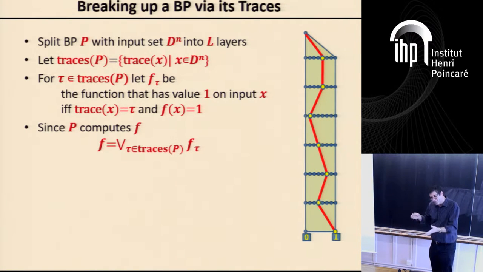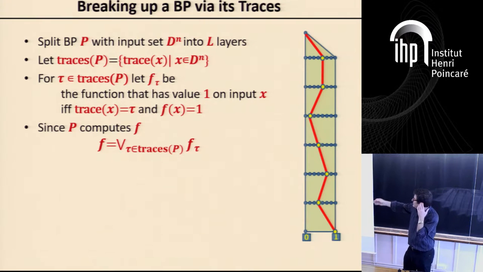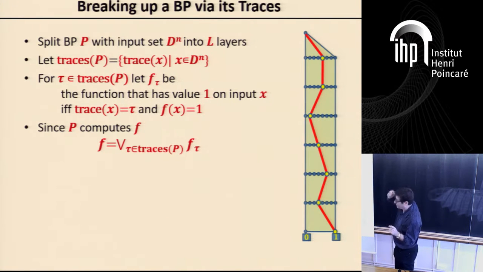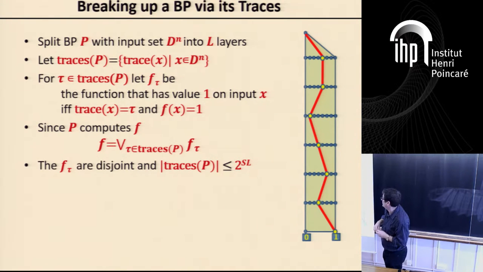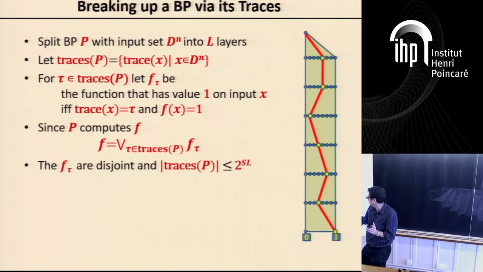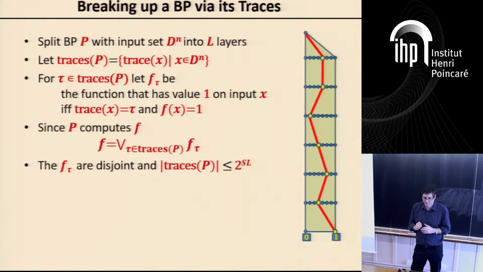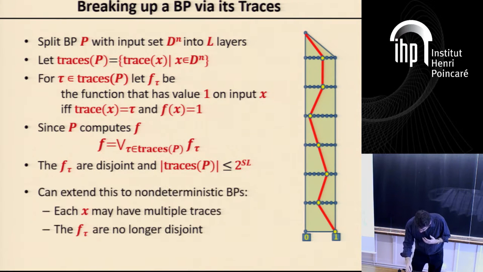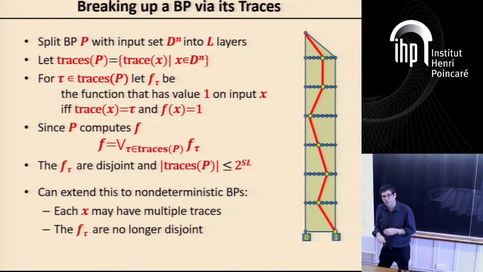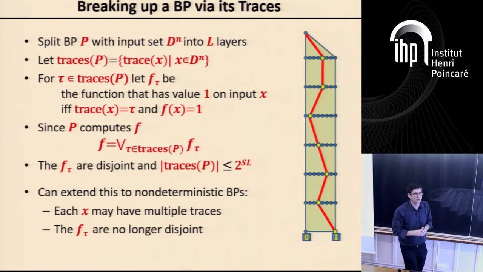And this is where non-determinism doesn't make any difference, because we're just going to look at what it does in between. We want to know, does it follow this particular trace? So notice, and this is the case for deterministic branching programs, the F sub tau are disjoint. And how many traces are there? Well, there are 2 to the S choices for each of these intermediate nodes. We've got 1 node per layer, so there are at most (2^S)^L, or 2^(SL), possible traces. All right? Again, for a non-deterministic branching program, each X may have multiple traces, and the only difference is these F sub tau are no longer disjoint.